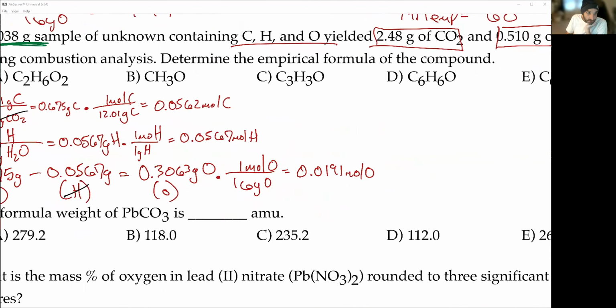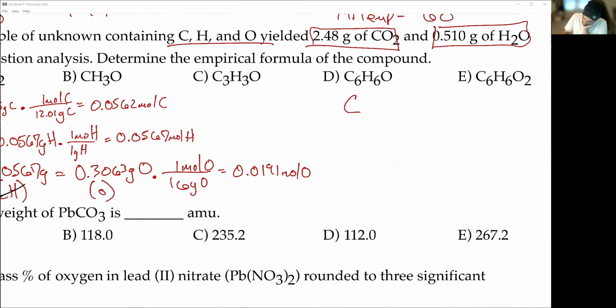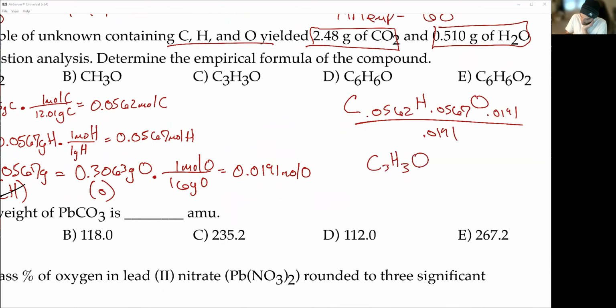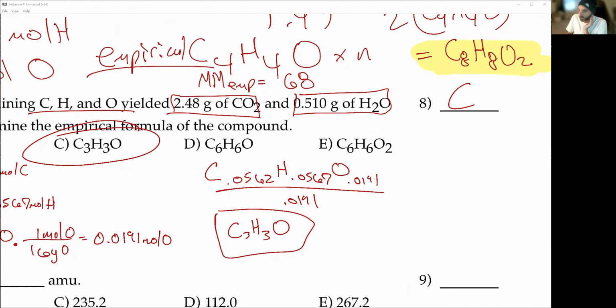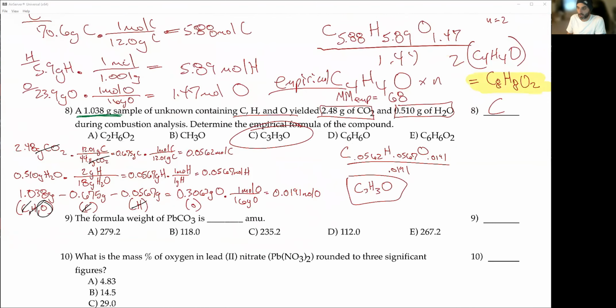And now we're going to do the same thing where I plug it in. Carbon is 0.0562. Hydrogen is 0.0567. And oxygen is 0.0191. Divide by the smallest, which is 0.0191, giving me C3H3O. And there's my answer. C3H3O. I guarantee you, these are going to come in the form of a short answer, but nonetheless, there we go.